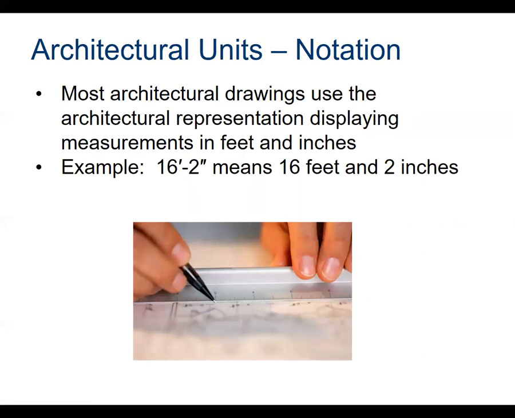So most architecture drawings use the architectural representations displaying measurements in feet and inches. So this is an example right here. 16 feet, 2 inches. They use the 1 mark and then the 2 marks, which you guys might know as the quotation marks. So 1 quotation mark is for feet, 2 quotation marks is for inches. So this is showing with a dash in the middle, 16 feet, 2 inches.